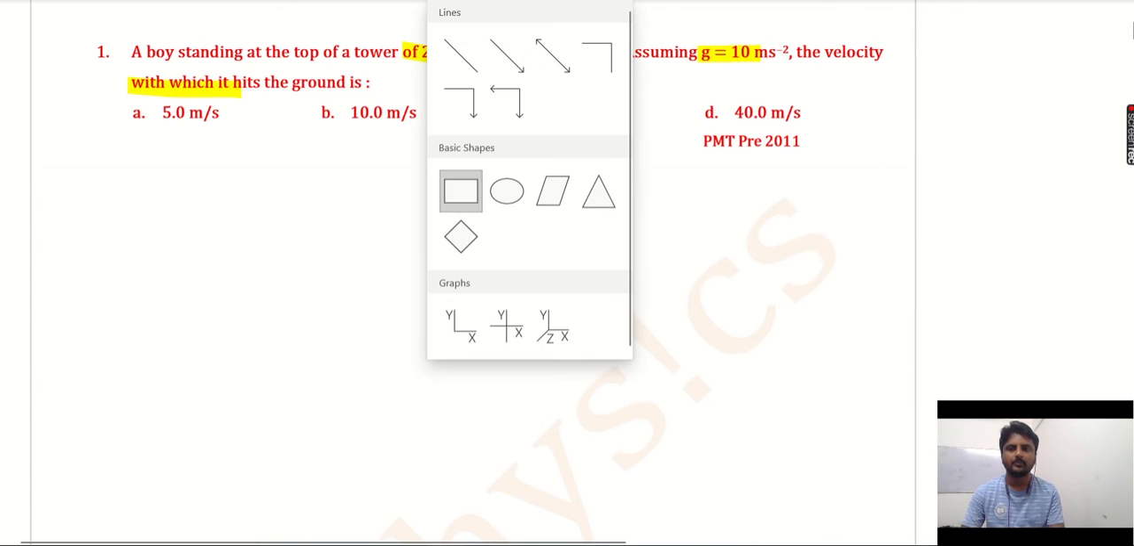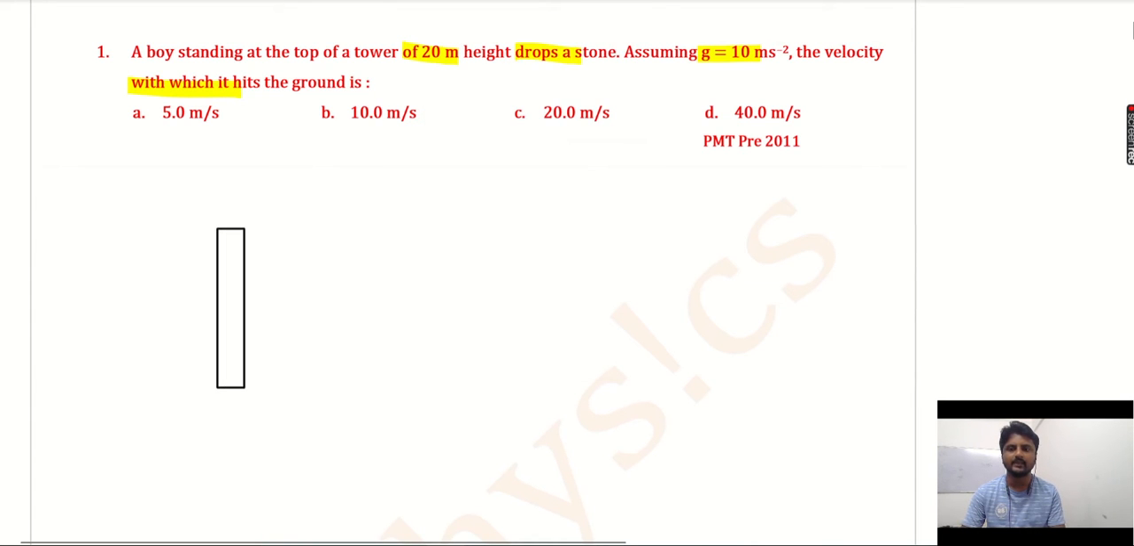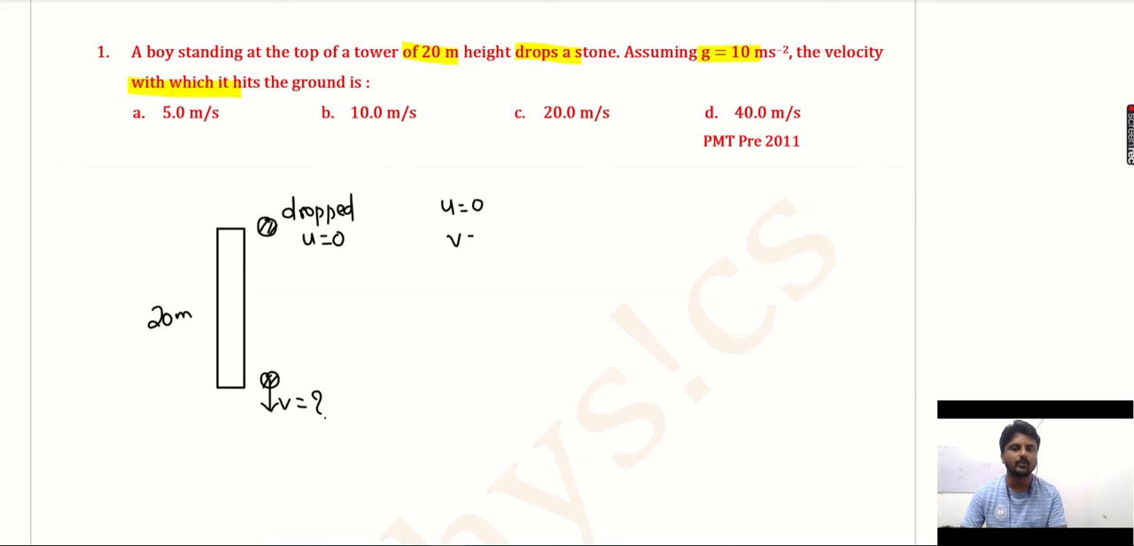Now a building is given, a tower is given, of height equal to 20 meter. A ball is dropped from the top of the tower, right? Dropped means we can take initial velocity is equal to 0, right? The velocity of the ball just before hitting the ground, let's say its velocity is v. Now we can write the data here. U is equal to 0. We want to find V.